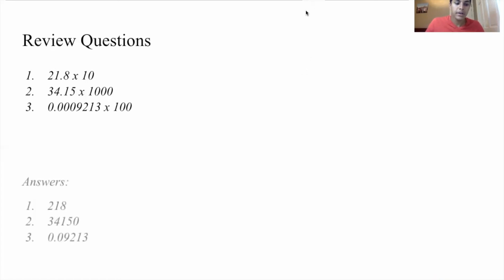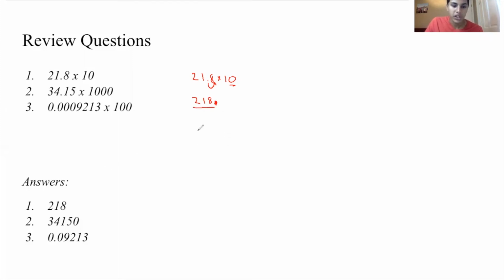All right, so here are the answers to these questions, and let's start with the first one. The first one is 21.8 times 10. Now 10 has 1 zero, so that means for each 0, we move the decimal point 1 spot to the right. Since there's only 1 zero, we move it 1 spot to the right, and that gets us 21, and then an 8, or 218. The decimal point would be here, but at the end of the number it doesn't do anything, so it's just 218.